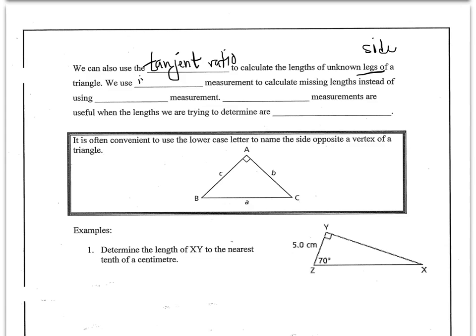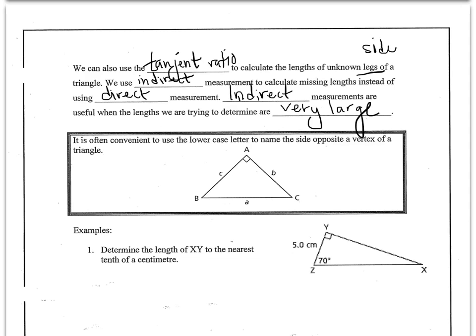We use indirect measurement to calculate missing lengths instead of using direct measurement. Direct measurement is physically measuring something, taking a ruler or a set of calipers and measuring something. Indirect measurements are useful when the lengths we are trying to determine are very large.